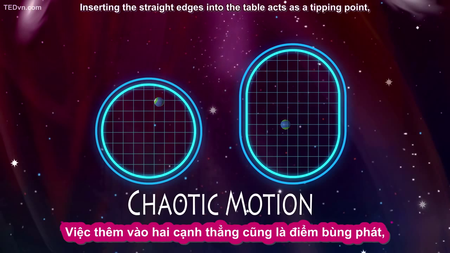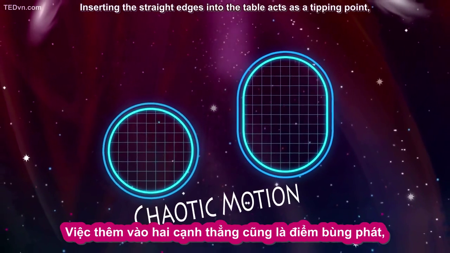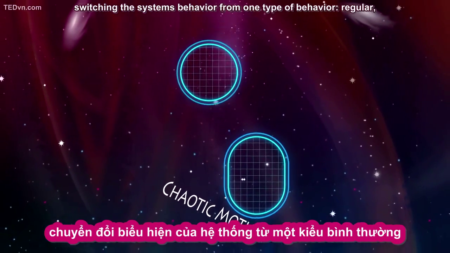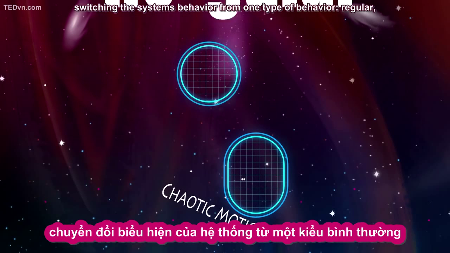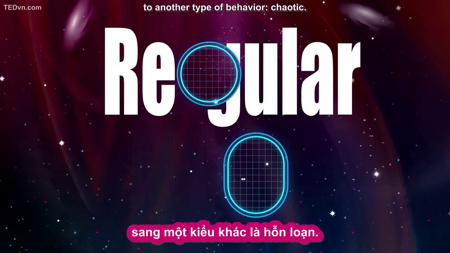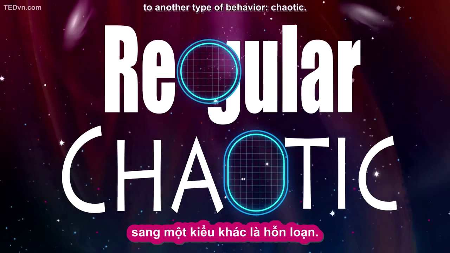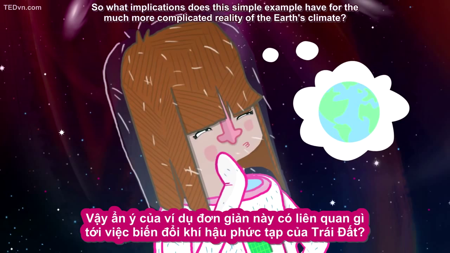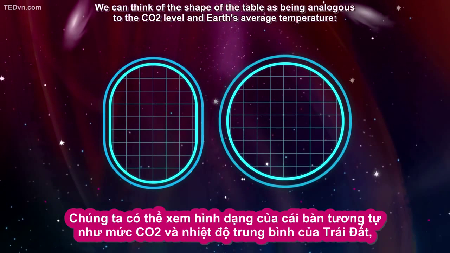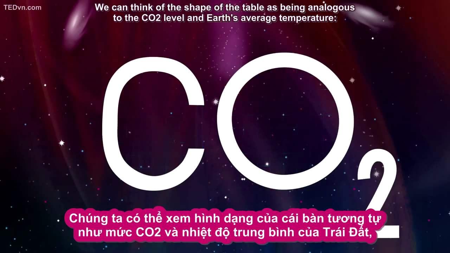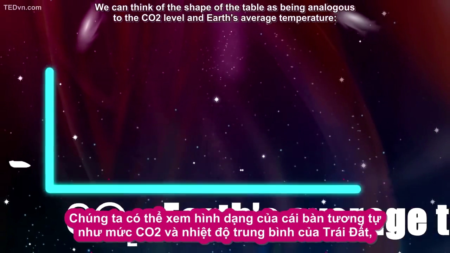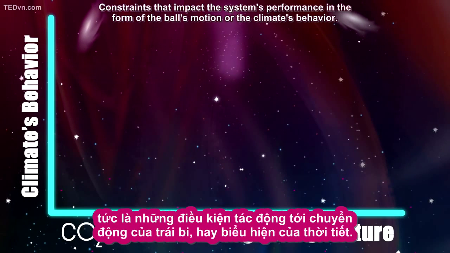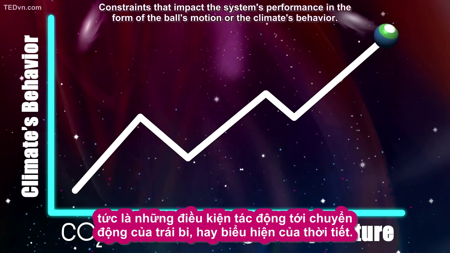Inserting the straight edges into the table acts as a tipping point, switching the system's behavior from one type of behavior, regular, to another type of behavior, chaotic. So what implications does this simple example have for the much more complicated reality of the Earth's climate? We can think of the shape of the table as being analogous to the CO2 level and Earth's average temperature, constraints that impact the system's performance in the form of the ball's motion or the climate's behavior.